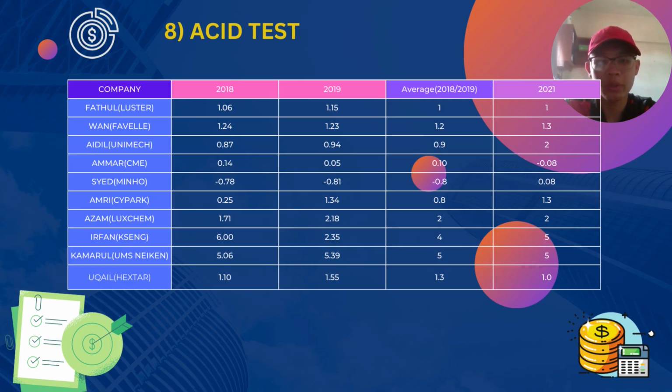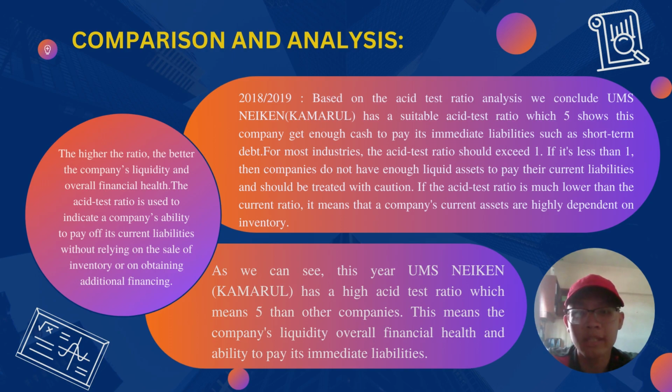The acid test or quick ratio is a quality ratio of the ability of a company to pay its current liabilities when it can do so with only quick assets. Quick assets are current assets that can be converted to cash within 90 days or in the short term. So the higher the ratio, the better the company's liquidity and overall financial health. The ratio is used to indicate a company's ability to pay off its current liabilities without relying on the sale of inventory or obtaining additional financing.